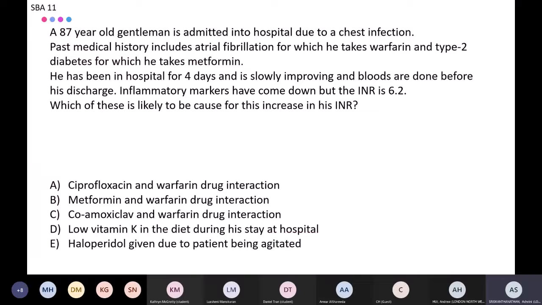So start off with the first SBA here. So we've got an 87-year-old gentleman who's admitted into hospital due to a chest infection. Past medical history includes atrial fibrillation, for which he takes warfarin, and type 2 diabetes, for which he takes metformin. He's been in hospital for 4 days and is slowly improving, and his bloods are done before his discharge. His inflammatory markers have come down, but the INR is 6.2. Which of these is likely to be the cause of this increase in his INR? I'll give you about 30 seconds if you want to put your answers in the chat.